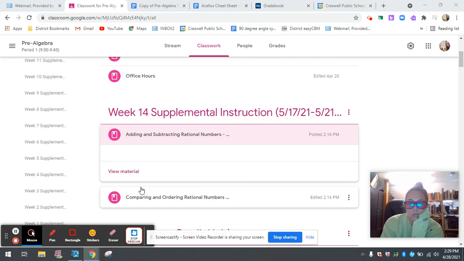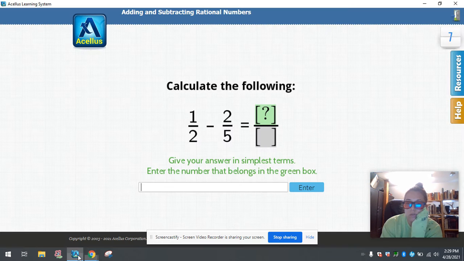Okay, we're adding and subtracting rational numbers. And the video said something about you not having to turn them into improper fractions or mixed numbers, or turn improper fractions into mixed numbers. So, one last step. We need to calculate the following: 1/2 minus 2/5.